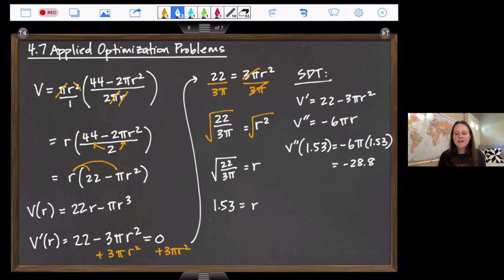And I don't care that it's negative 28.8 so much as I care that that's a negative number. And that means that at this critical point, I'm concave down, which means we found a maximum, which is what we wanted. We wanted the radius that was going to give us the maximum volume. All right, so 1.53 inches is the magic radius. Let's make sure that that actually answers the question.